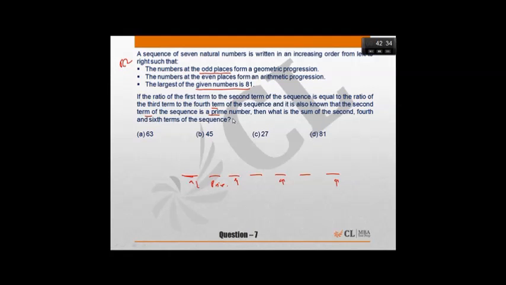The natural numbers are in increasing order, and the largest is 81. So this should be 81, but 81 is 3 to the power 4. Since it's a geometric progression, this should be 27, which is 3 cube, then 3 square and 3 to the power 1. So 3, 9, 27, 81. Yeah, this is a geometric progression.